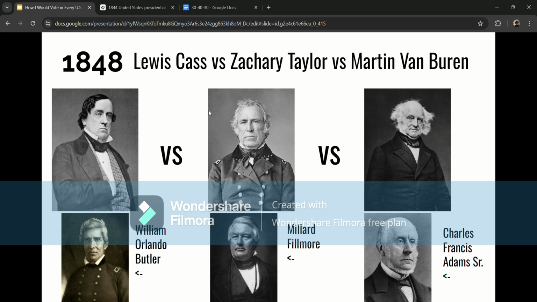So James K. Polk, and this will be a spoiler alert for later on when I do a ranking of all the presidents, which I will do at some point. James K. Polk is one of my personal favorite presidents, personally just because of everything he was able to get done, just how effective of a president he really was.